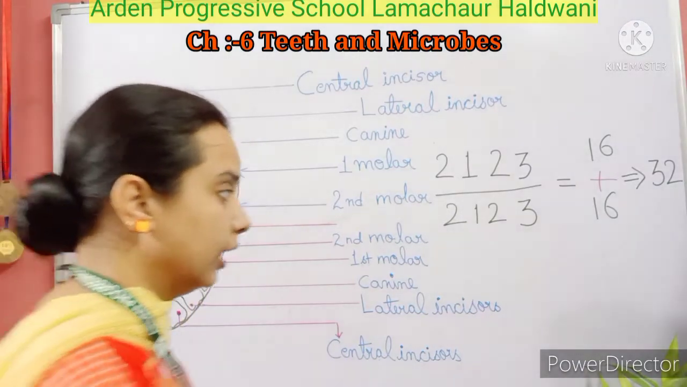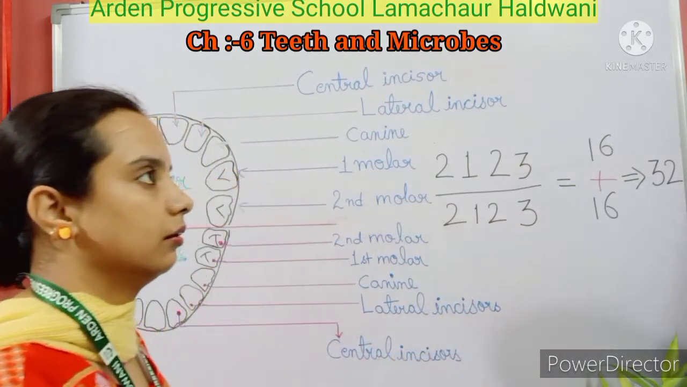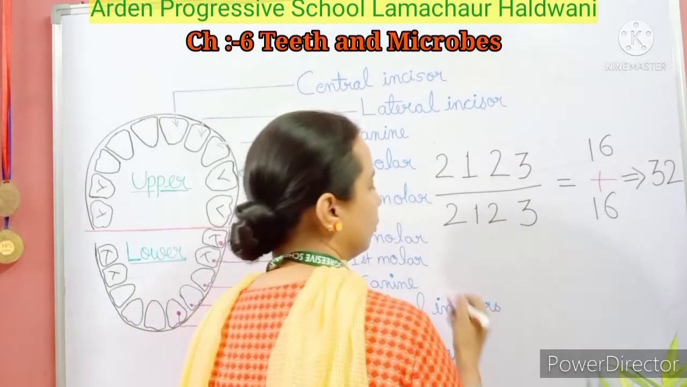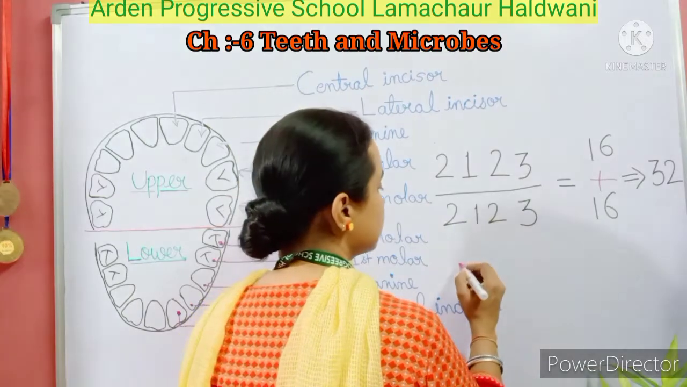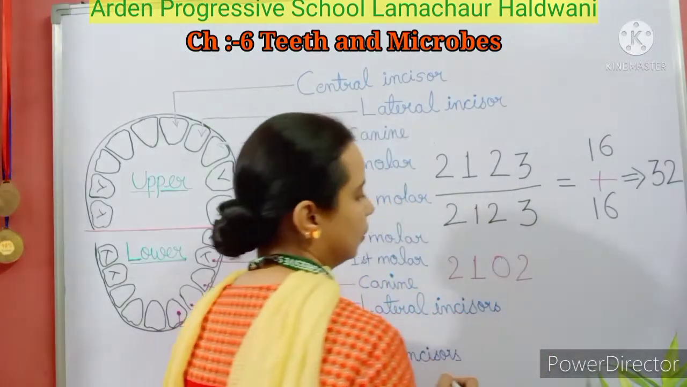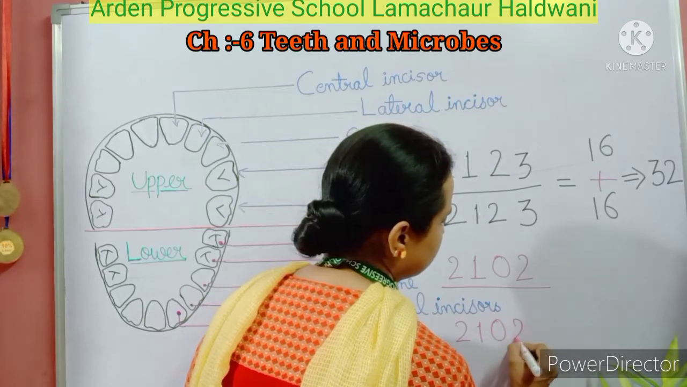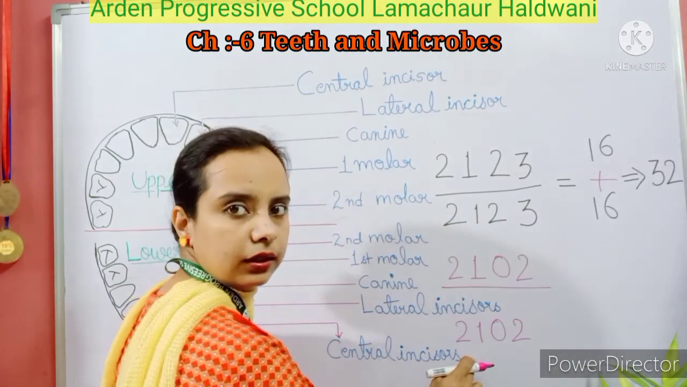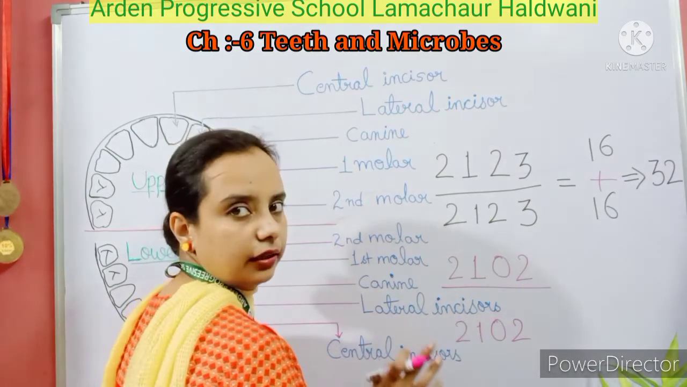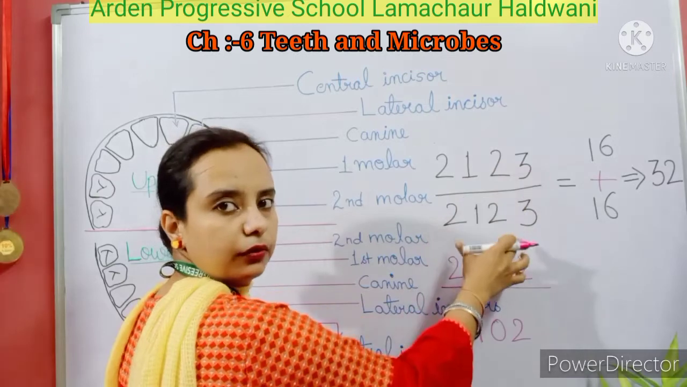But in small kids, of the age of 10, 12, 15 months, the formula of their teeth is 2102 upon 2102. I am not erasing this one, this is written here, lateral incisor, so don't get confused. This is 2102 over 2102, as I have written here 2123 over 2123.